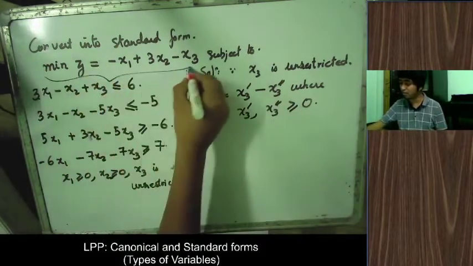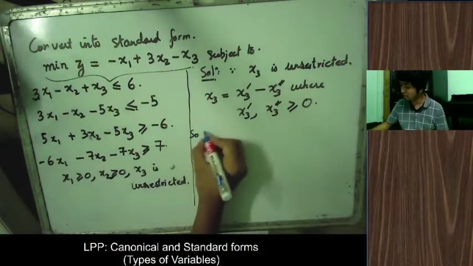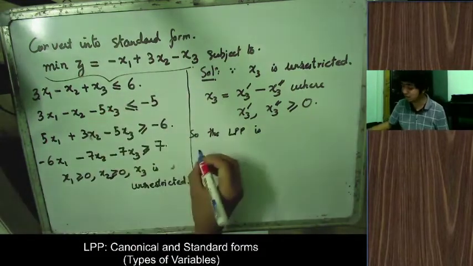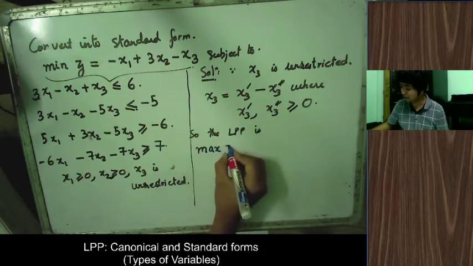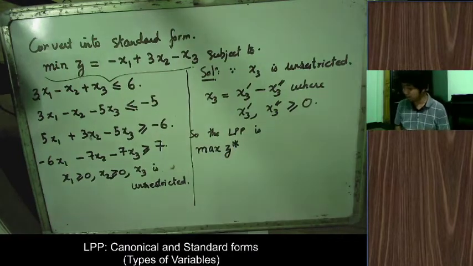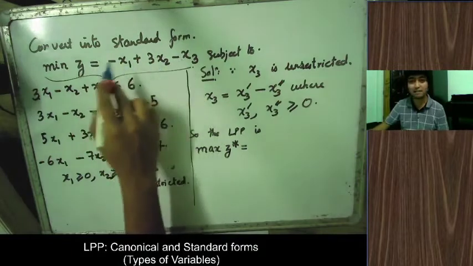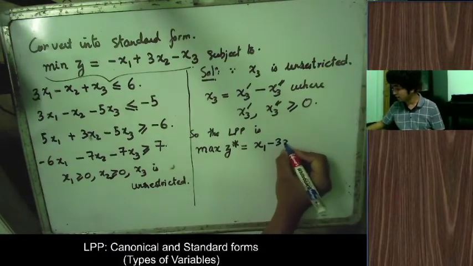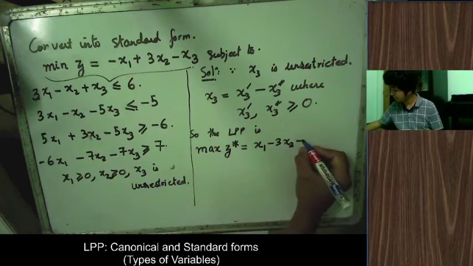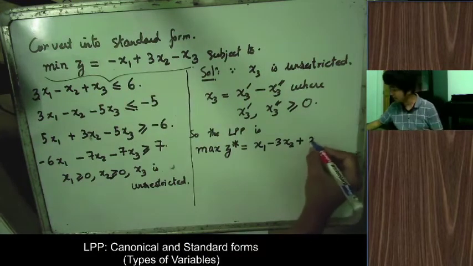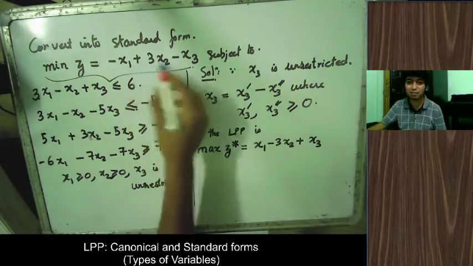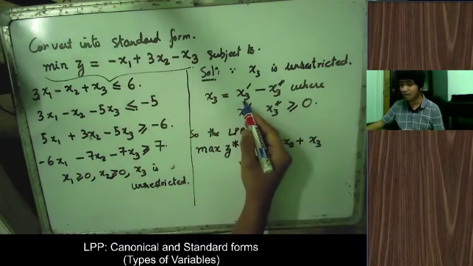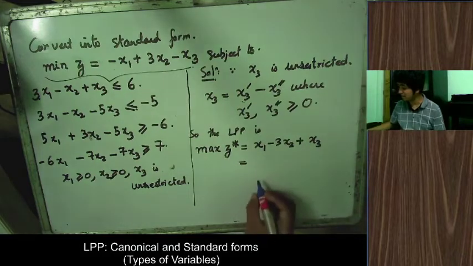Now we have to convert this one into a maximization problem. So the LPP is, okay, we need to convert this into a maximization problem. So we can just write it down as max z star. Once you write this, you will change the signs. So the signs will change into x1 minus 3x2 plus x3. We are changing the signs because of that relation that I had given. But x3 can be written as x3 dash minus x3 double dash.